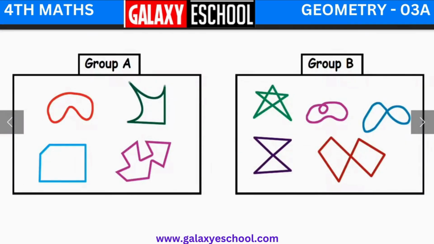What are closed curves again? Closed curves are those where the ends meet. When both the ends meet, it is called a closed curve. Now the figures in both group A and group B are closed curves. But why are they differentiated here? Why did they group it into two different things?